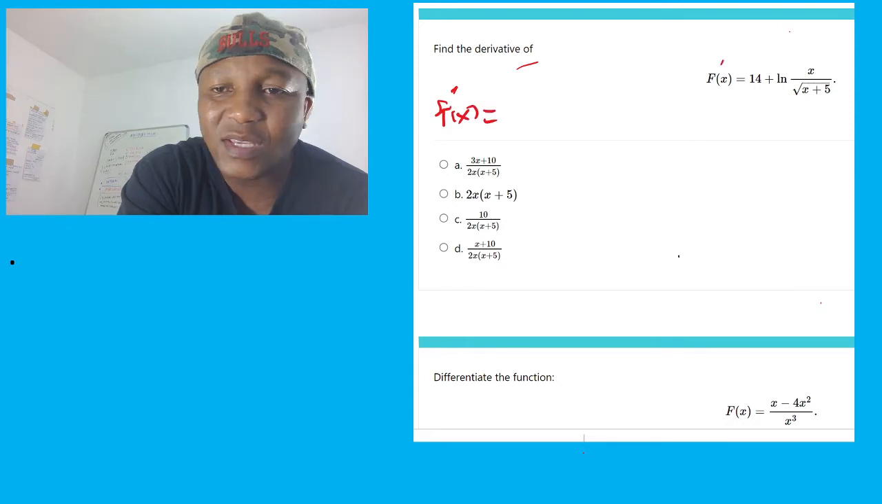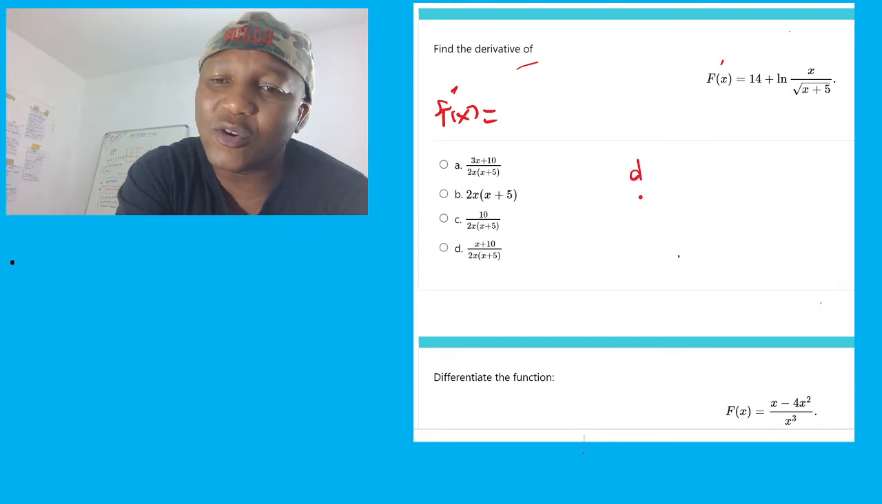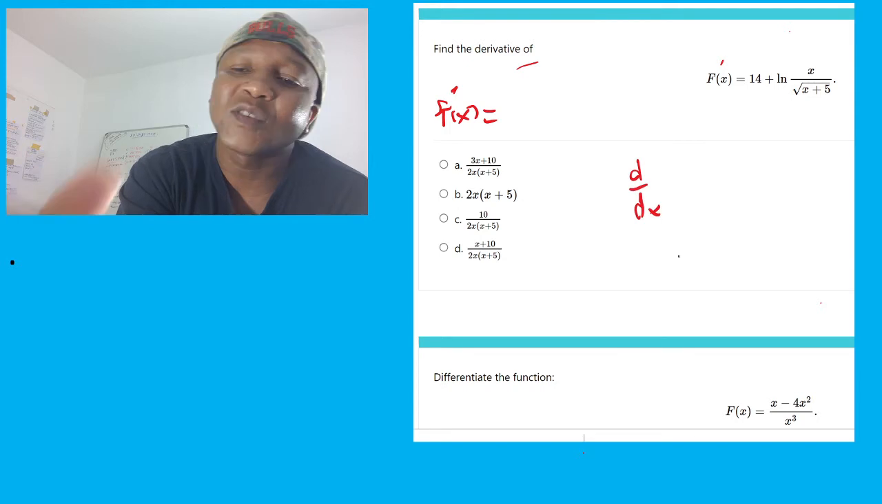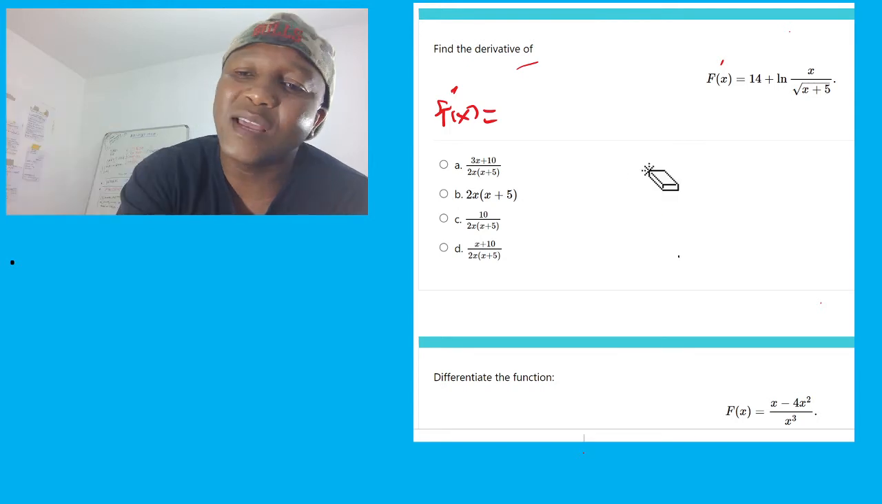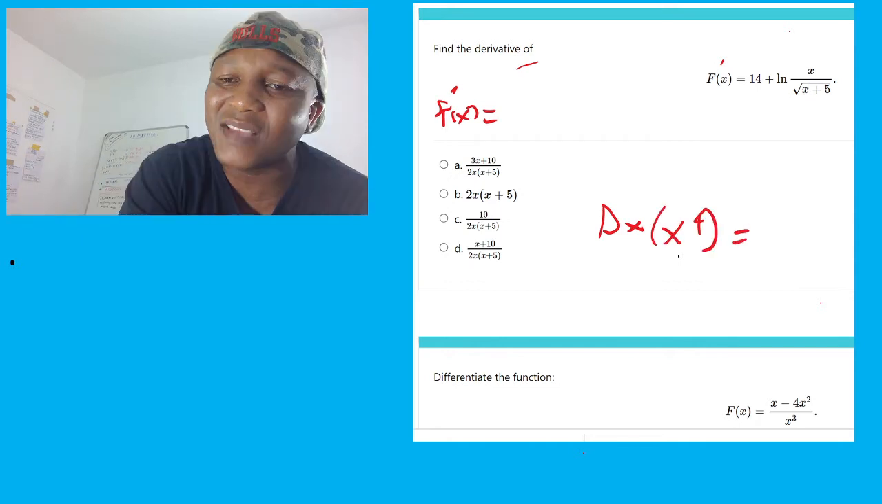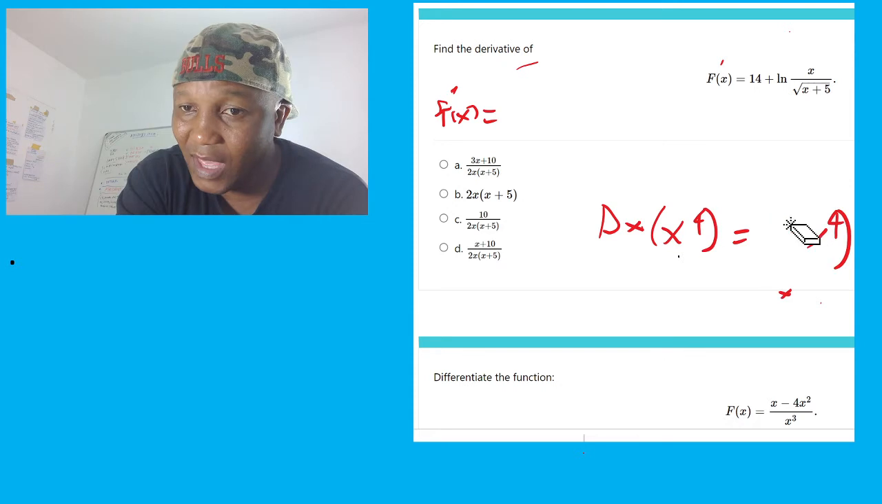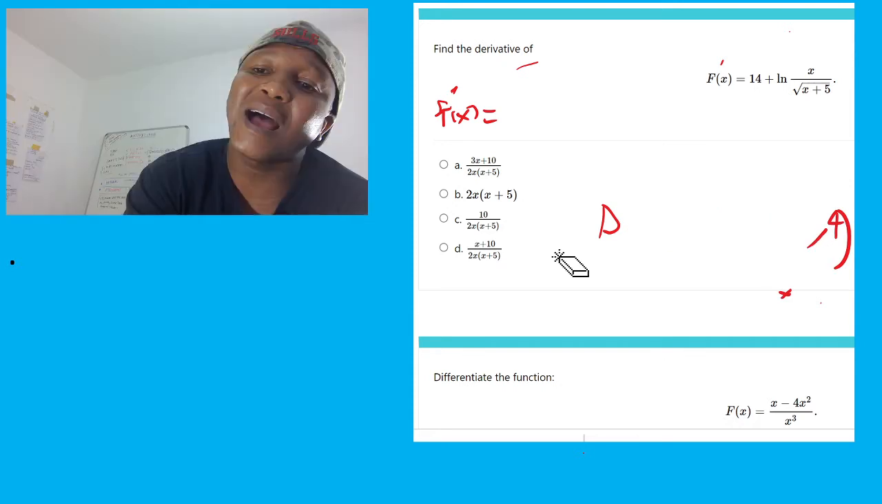So when you take the derivative of the second one, you can just say d/dx. If you don't want to use that, you can simply say d x. It represents the same meaning. If somebody says the derivative of x power 4, it means the same thing. It doesn't matter whichever sign you use.